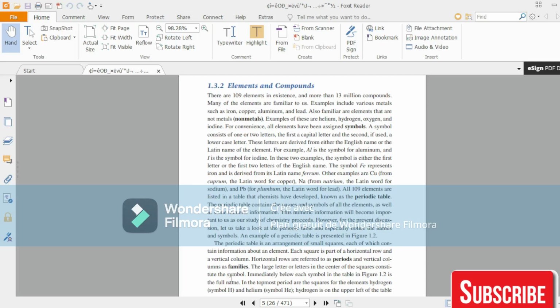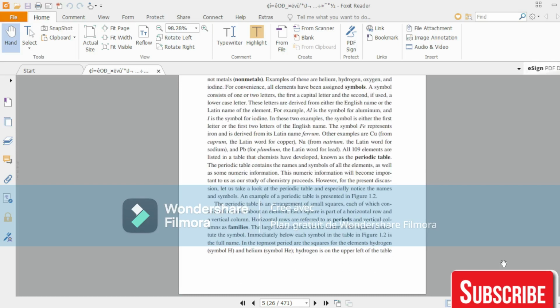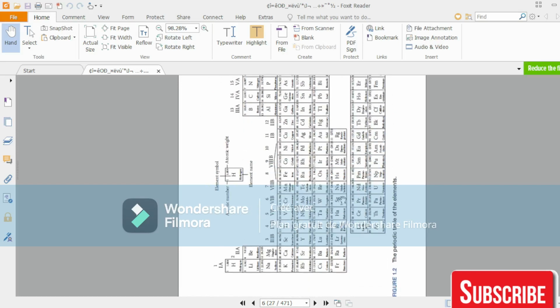The large letter or letters in the center of the squares constitute a symbol. Immediately below each symbol in the table in figure 1.2 is the full name, and in the topmost period are the squares for the elements: hydrogen, symbol H, and helium, symbol He. Hydrogen is on the upper left of the table, as you can see here. This is the hydrogen.